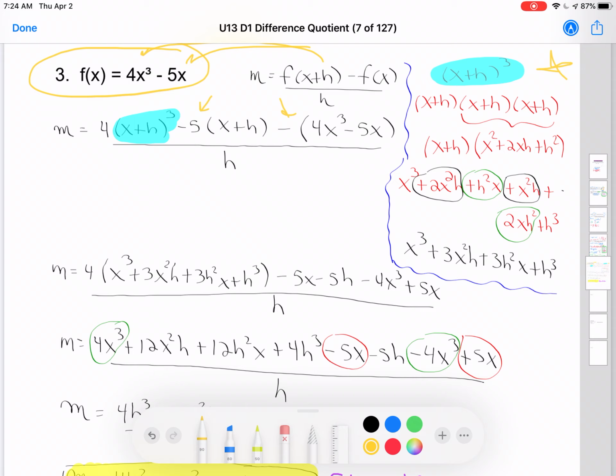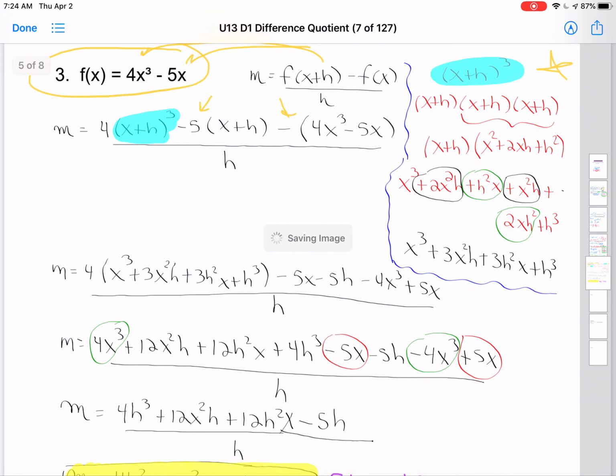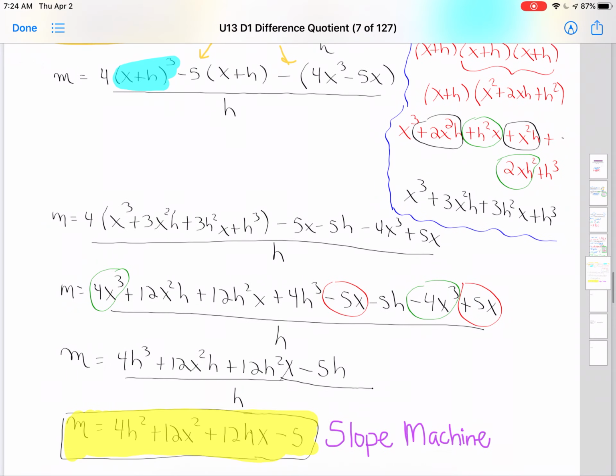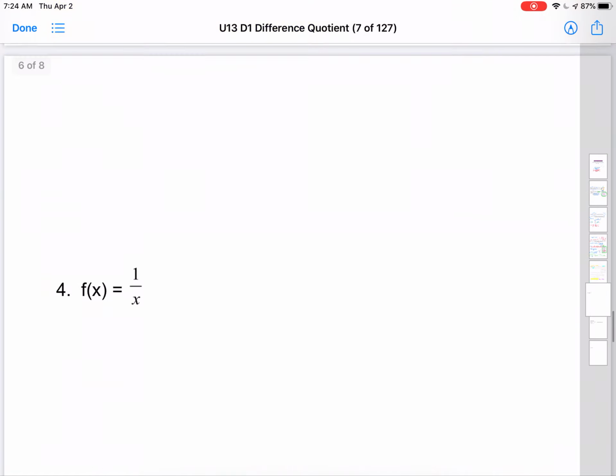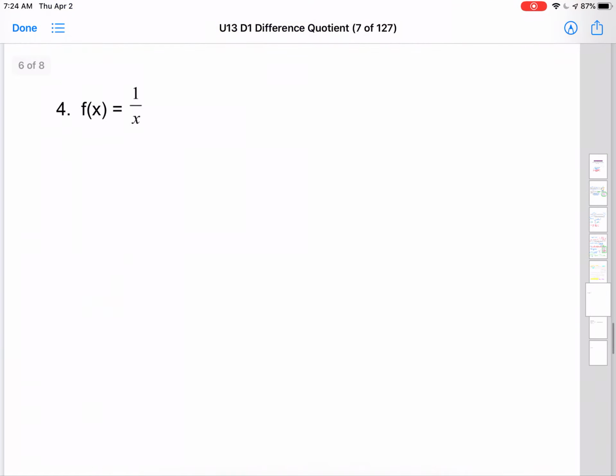So just check out all this work. Pause the video, check it out. You just have to carefully do it. There's my slope machine. Okay, we got one more to do. We'll do this guy together if you want, or you can go ahead and do it yourself.